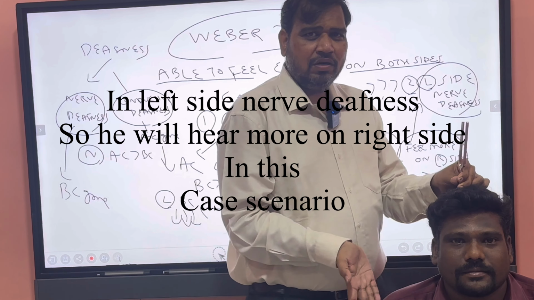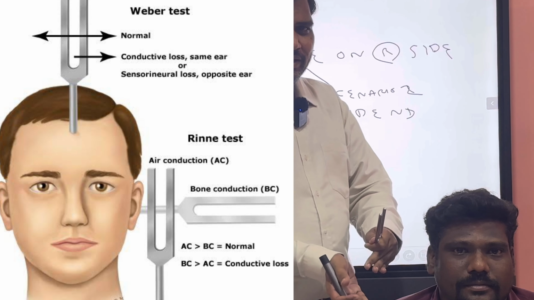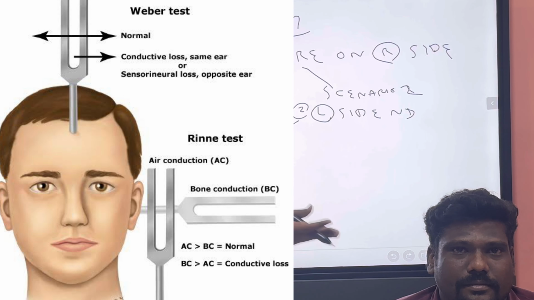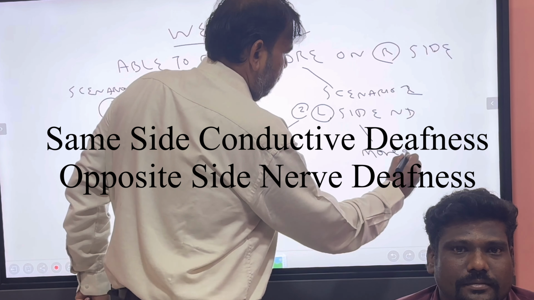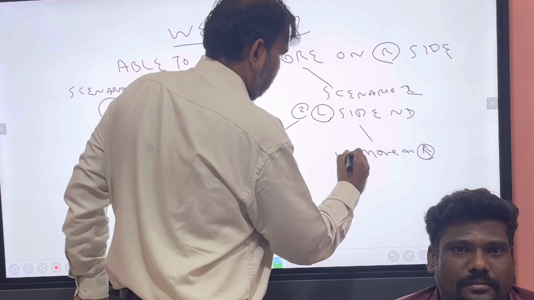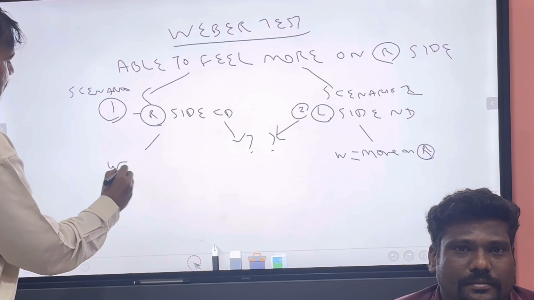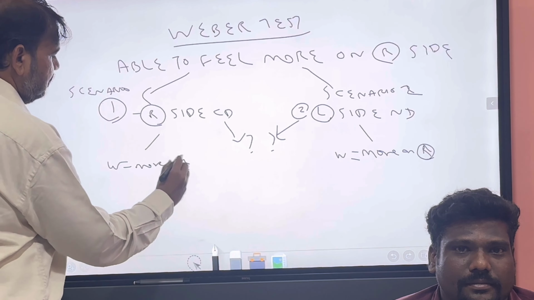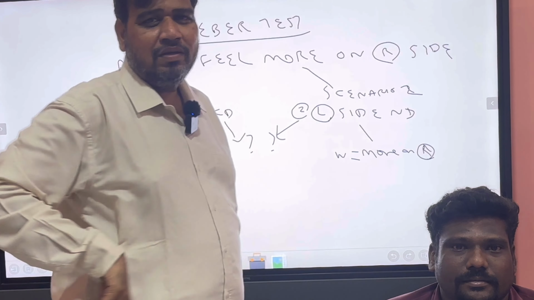This slide is very important. When I do Weber's test, normal is equal on both sides. If he is able to feel more on the right side, two options are there: either he suffers from right side conductive deafness, or he suffers from left side nerve deafness. So here also, Weber's test is more on the right side. Now tell me, you have to answer, because this is part 2 of the video: how to differentiate whether this is case 1 or 2? How to tell whether this is this side conductive deafness or that side nerve deafness?